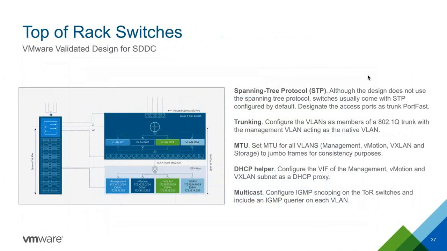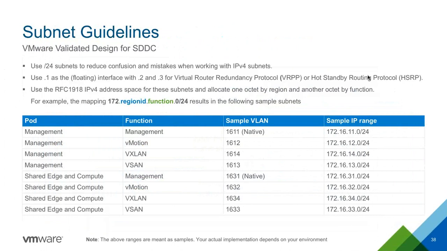And here's what that looks like, built out. We have some guidelines that will show you what we intend for customers to look at. Customers typically use a /24 subnet within the rack, which makes our subnets really simple. Typically .1 is your floating interface, and .2 for the VRRP, and for your HSRP.